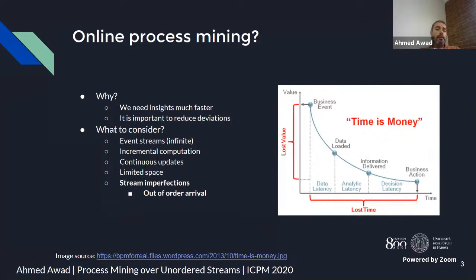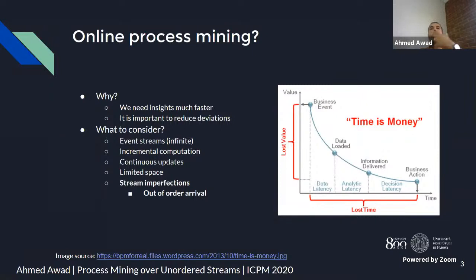And in the literature of process mining, there have been approaches that have addressed these different techniques for discovery and for conformance checking. The focus of this paper is on handling some sort of stream imperfections. And imperfections in a stream could be that there could be delays in the events.